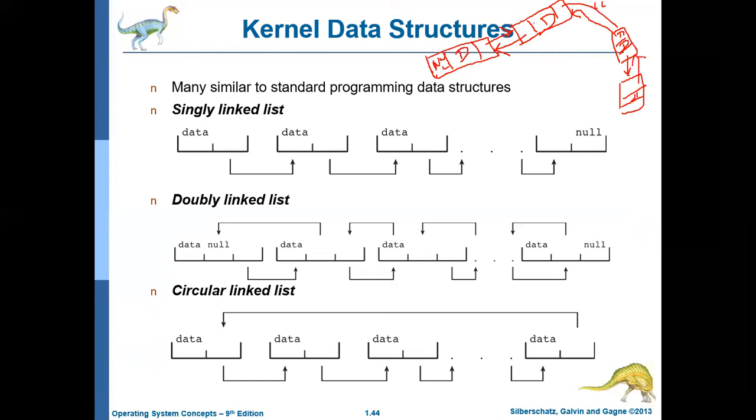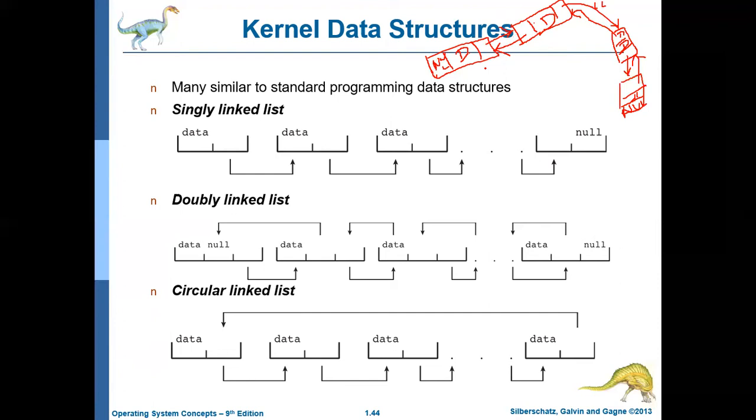So this type of linked list is called a double linked list, and if this is the last node, then this will be null. So the next pointer of the last node will be null. Similarly, the previous pointer of the first node will be null. In all other cases, the next pointer will point to the next node and the previous pointer will point to the previous node.